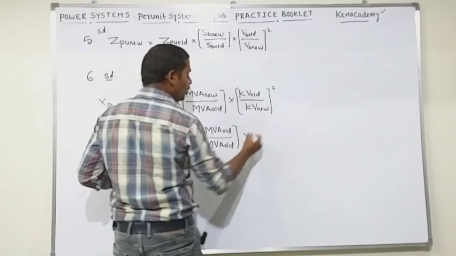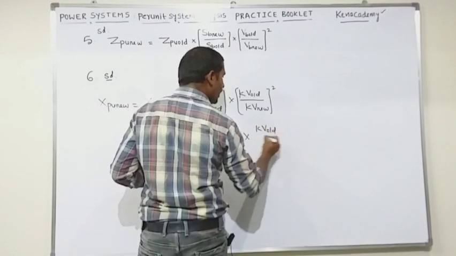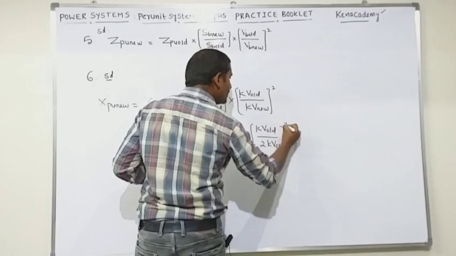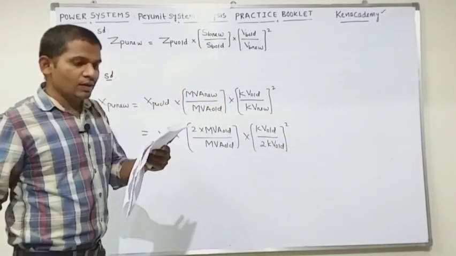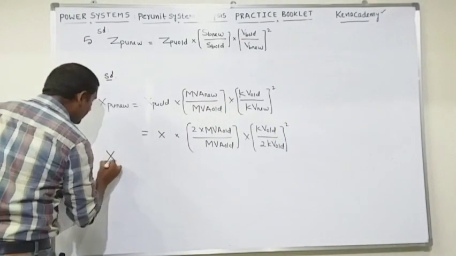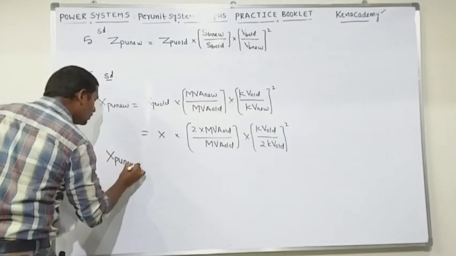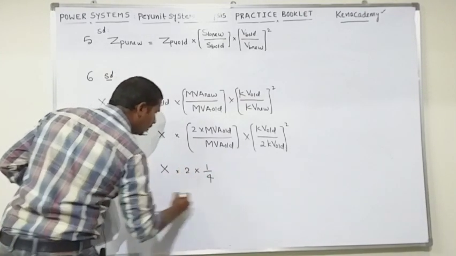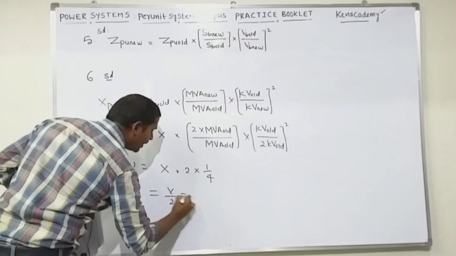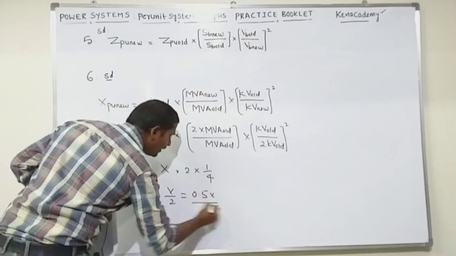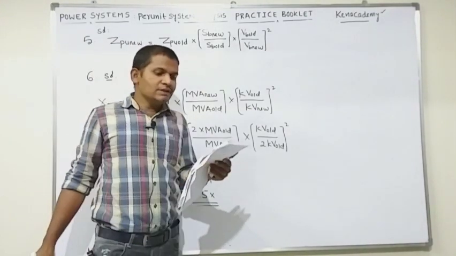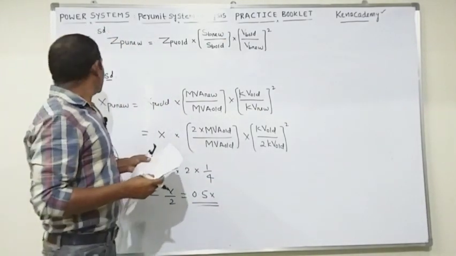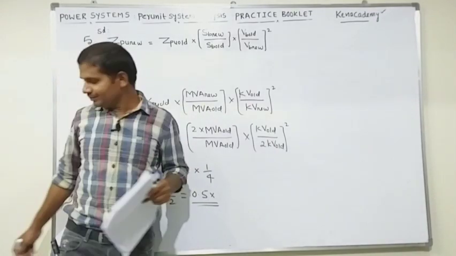Into KV old, as KV old by KV new, KV new is 2 times KV old. If both voltage and power ratings are doubled, then what is the X per unit new? X per unit new equal to X into 2 into 1 by 4. How much can we get? X by 2, that is 0.5 times X. Then your answer is option D. This is ESC 2002 question. Simple. Clear? Concentrate. This is question number 6.